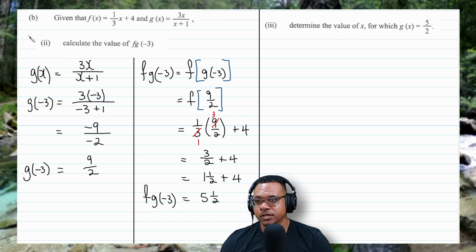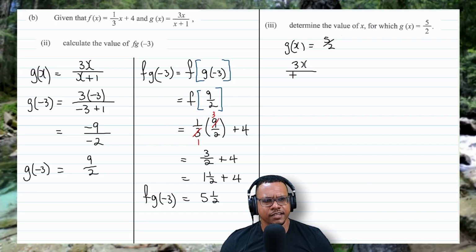Now for part 3, we have to determine the value of x for which g of x is equal to 5 over 2. So let's write the function g of x being equal to 5 over 2, and g of x is this 3x divided by x plus 1. So what we'll have is g of x being equal to 5 over 2 would imply the 3x divided by x plus 1 is equal to 5 over 2.